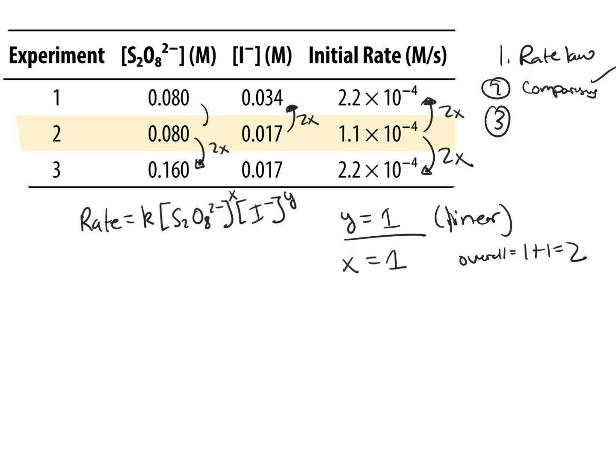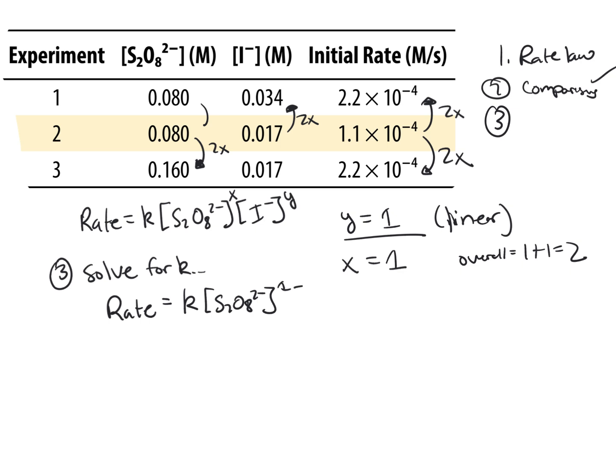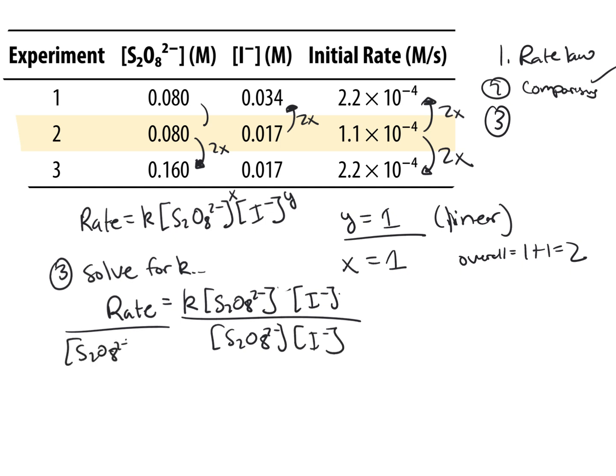For 3, now we need to plug in and solve for k. When we do that, rate is equal to k, S2O8 2- to the first power times I- to the first power. Those first powers are just themselves, so those first powers can go away. Now we can divide both sides by all this stuff, S2O8 2- times I-. All that stuff cancels, and we get a nice result.